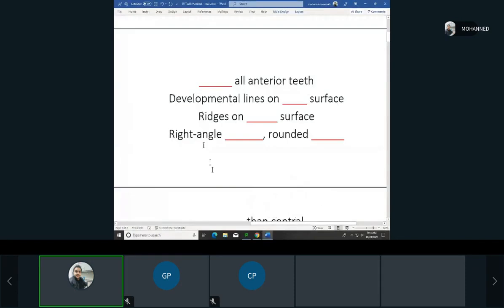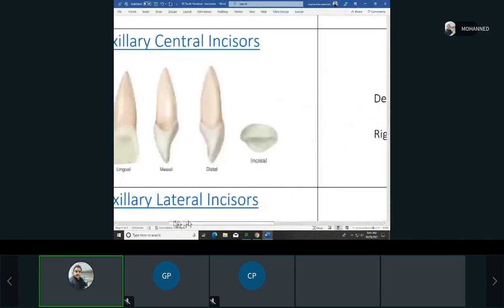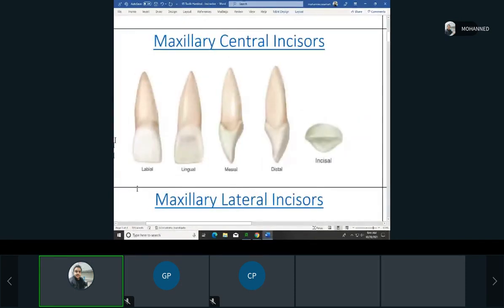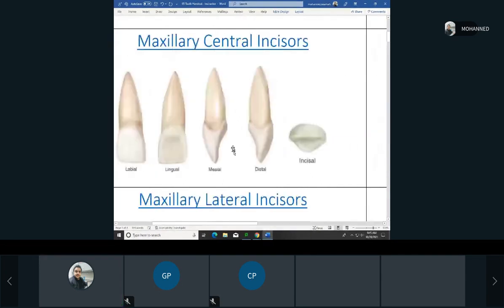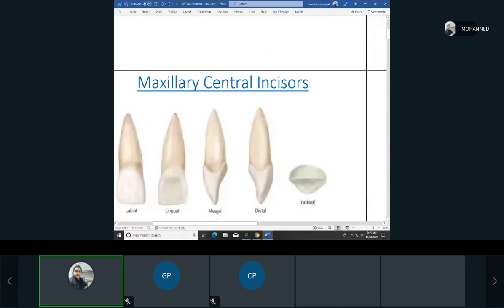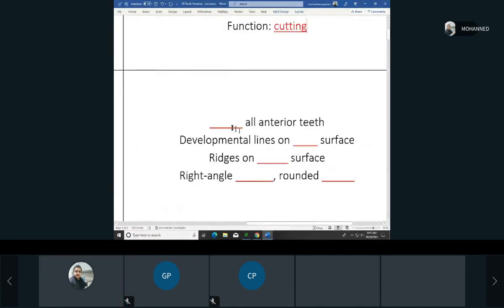Let's see. Now we're talking specifically about the maxillary central incisor. Again, you can see a labial view, a lingual view where we can see the cingulum. Labial, you can see the angle here, the rounded part, a mesial view, a distal view, and an incisal view for all of the teeth, as we go down, just again as a reference. So it is the widest of all anterior teeth.